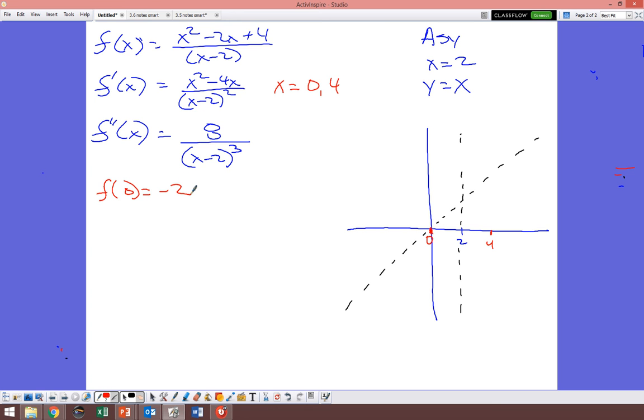Okay, so at 0, negative 2, I have some type of point right there. Okay, so f of 4, I get what? Six. Isn't it 6? Do we plug in 4? What do we get? Six. Okay, she says 6.